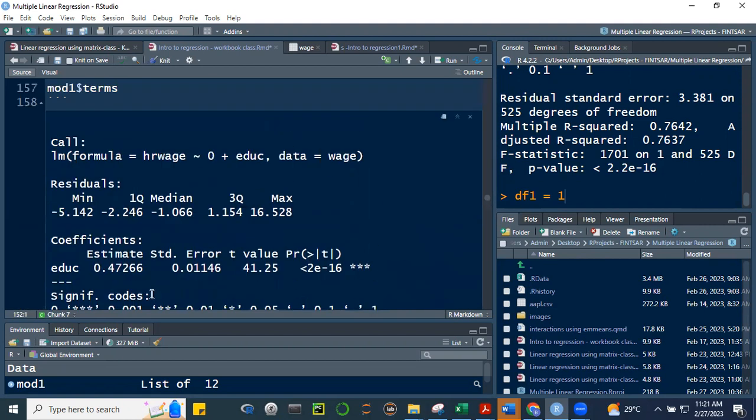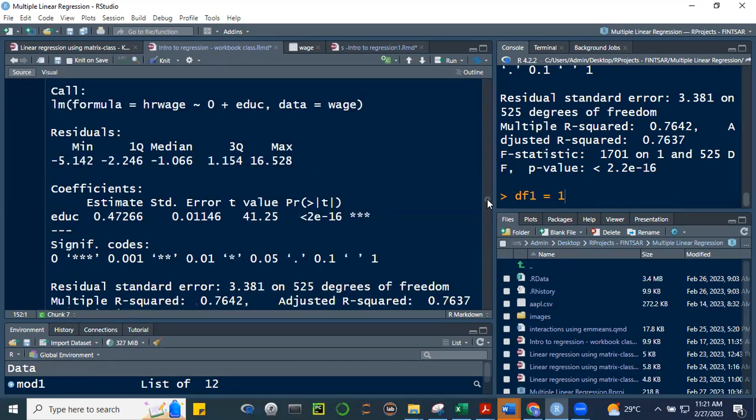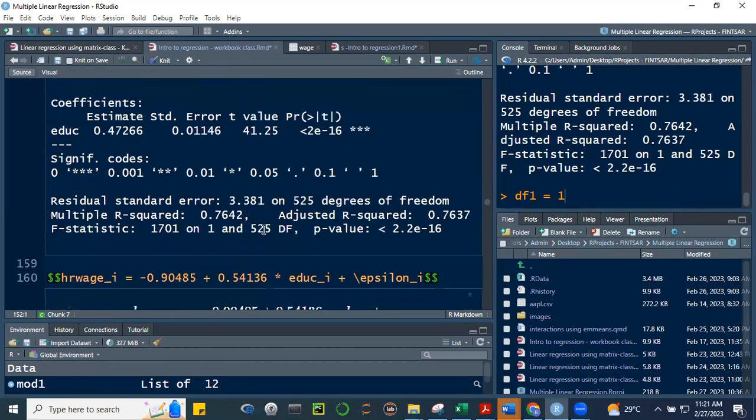Okay, and how was this generated? Inad lang yung intercept at saka yung slope ng education. And then you can find here now that there are 525 degrees of freedom kasi hindi na sinama si intercept. Okay? Because by including the intercept in your model, you lose 1 degree of freedom kasi i-compute mo pa yung intercept. Okay, ngayon, ang nangyari na lang, degree of freedom 2.